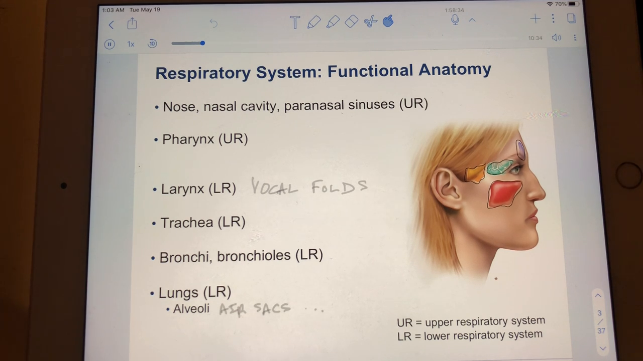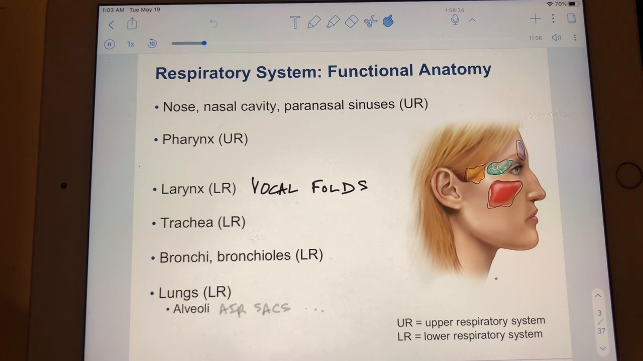And I like to use the vocal folds as a nice cutoff point, just because they're almost shaped like a fence. Plus, there's a change in the tissue that's comprising mucosae at those vocal folds. So that makes them a more sort of obvious transition point, okay?